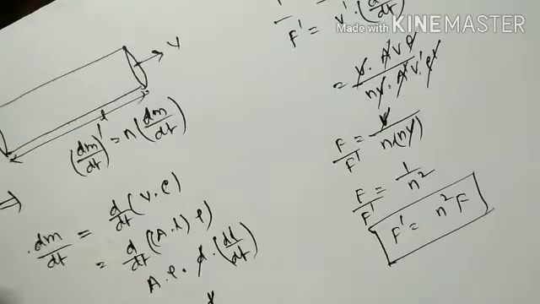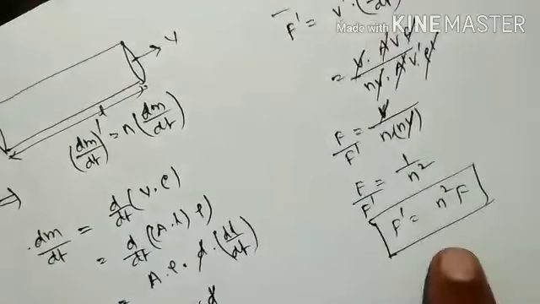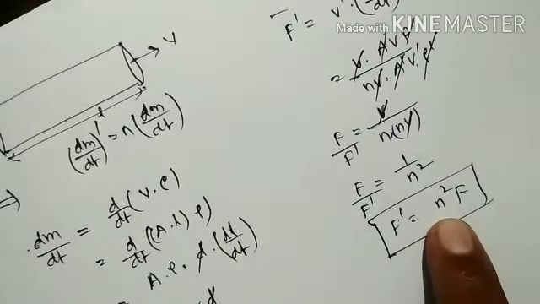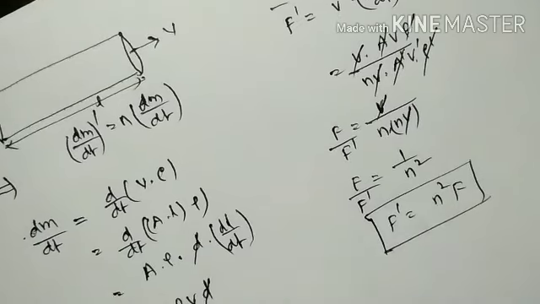So suppose the volume of the water has to be doubled, n is equal to 2, so 2 square is 4. So like this we can consider.